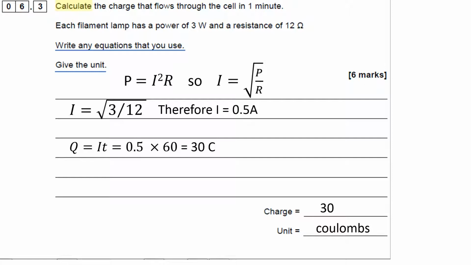But I missed a mark. Can you see the word in the question that I did not pay attention to? There's a word in that question which is the reason why I missed a mark. Can you see it? The word is each. Each filament lamp. So if one of the filament lamps has 30 coulombs of charge flowing through it, and there's 2 filament lamps, then there must be 60 coulombs of charge.